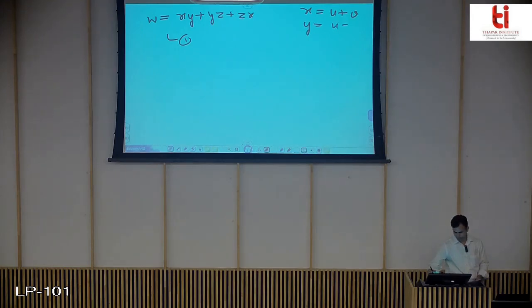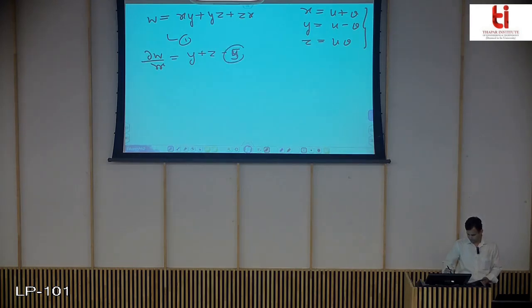w is given as xy + yz + zx. This is given, and x, y, z are given here. I'm just writing it on the side so that you can also see the values: x = u + v, y = u - v, and z = uv. Okay, so let me first find ∂w/∂x. You can see it is y + z, and this is equation number 5.